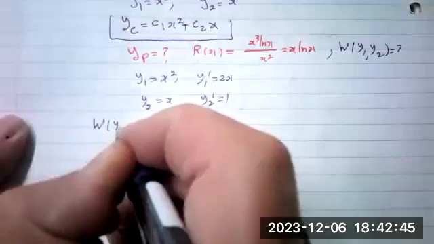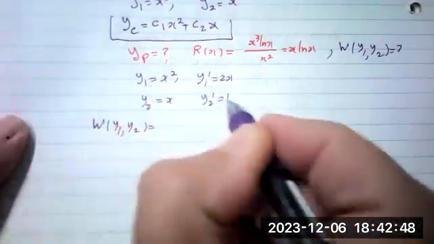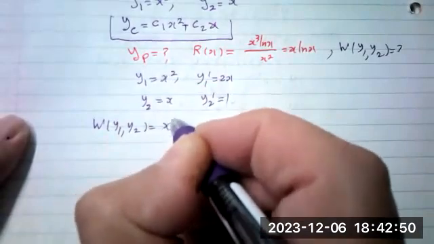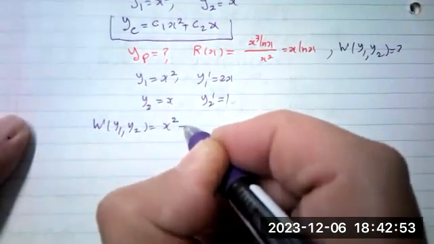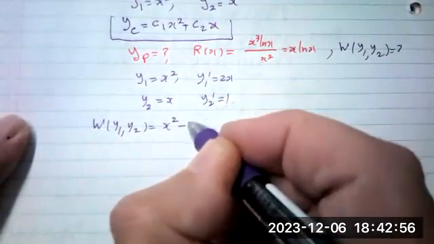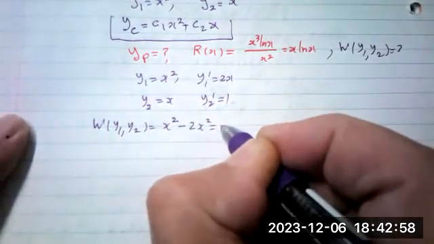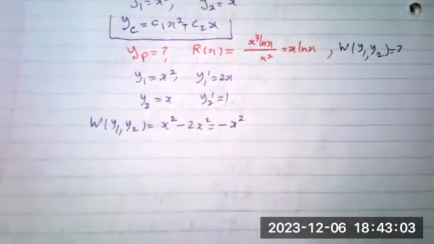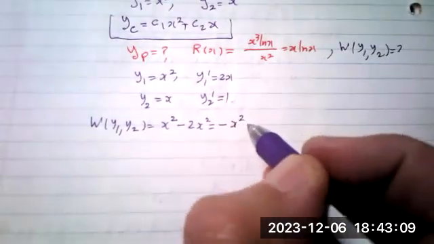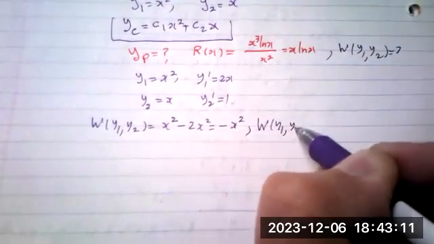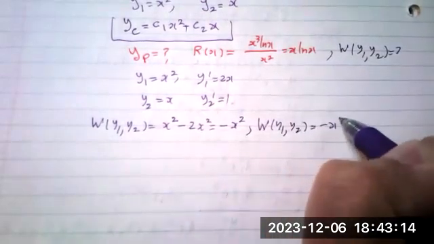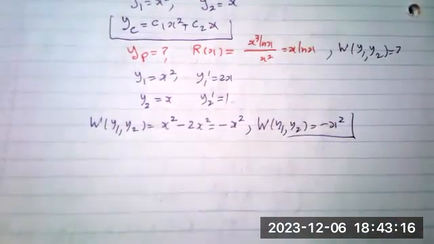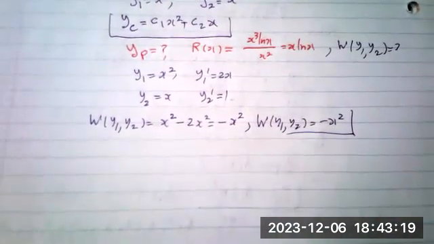So the Wronskian of y1 and y2 is equal to x squared, minus 2x times x, which is 2x squared. So the result will be negative x squared. It's a non-zero number because x is a positive number, so nothing to worry about. So that gives you your Wronskian. The Wronskian is negative x squared. Now we are ready to find the u1 and the u2 for the variation of the parameter method.